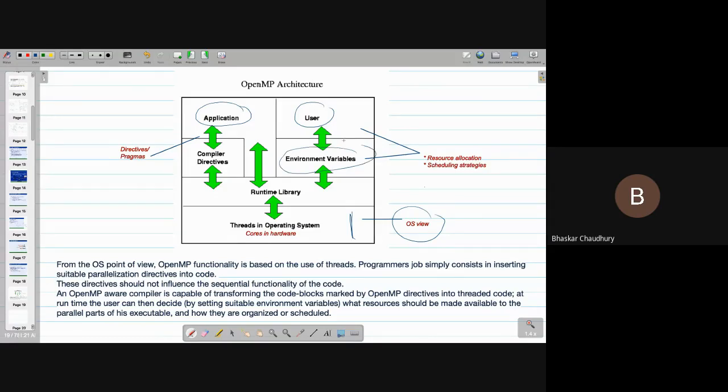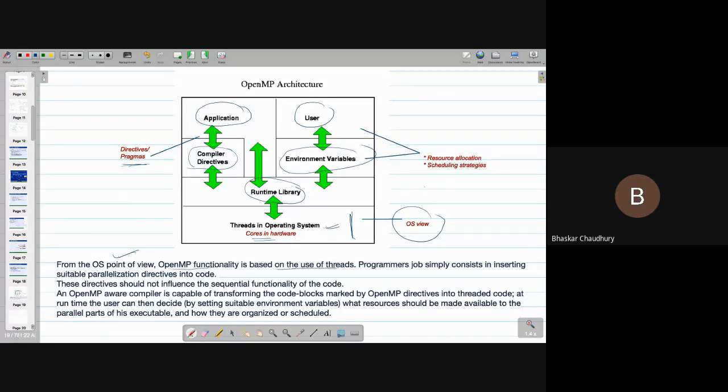As far as the application developer, the programmer, is concerned, what he or she is going to do is use some directives, which you call compiler directives or pragmas, and then they will identify the parallel regions and put the directives accordingly, and they are going to use the runtime library for that. And threads are the way the functionality is looked at, and then it can map to the cores which are present in the hardware. So from the operating system point of view, OpenMP functionality is based on the use of threads.